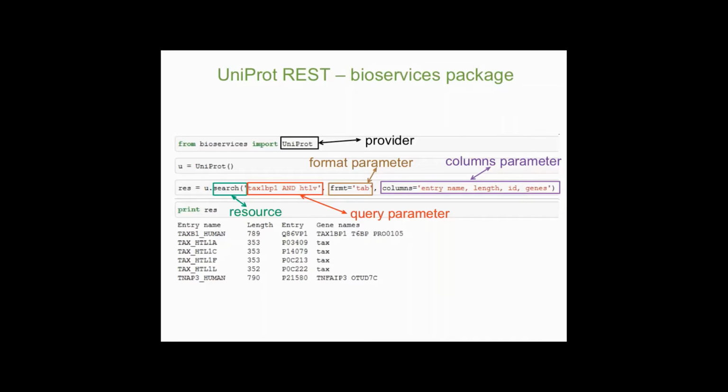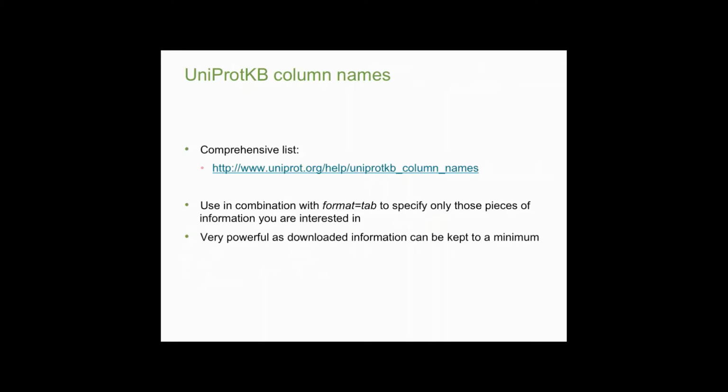At this point, I'd like to make a 2-slide detour and talk about the columns because I think they're very useful when starting to think about programmatic access. There is, in the UniProt help section, a very comprehensive list of all the column names that you can possibly want and that are available when dealing with UniProt knowledge base entries. And they're to be used in combination with the tabular format to specify, like I said, only those pieces of information you're interested in. It is very powerful, as the downloaded information can be kept to a minimum.